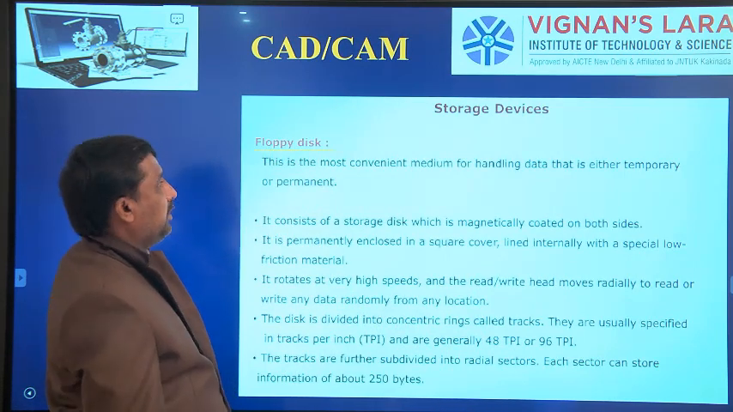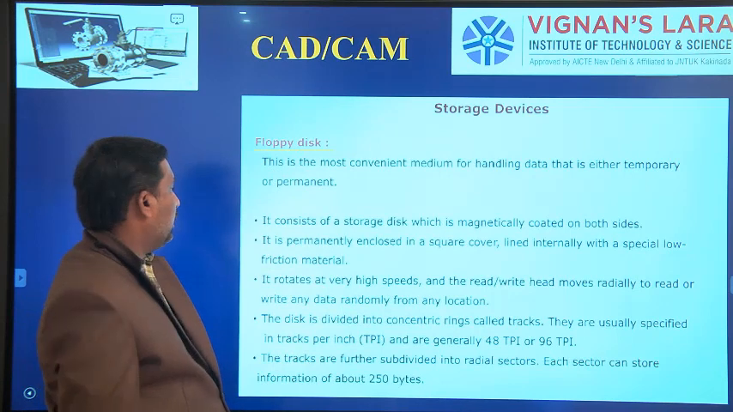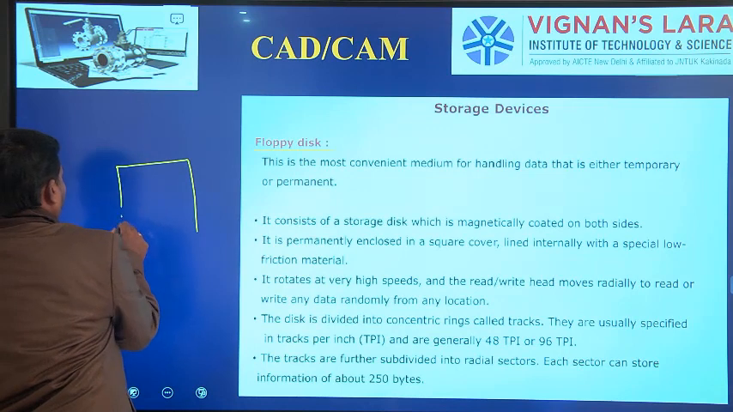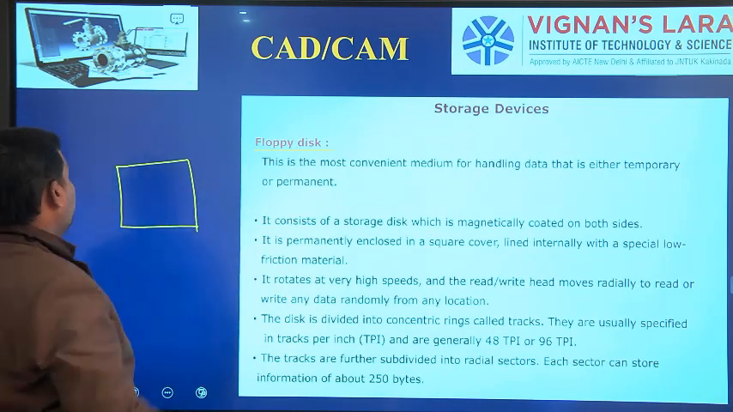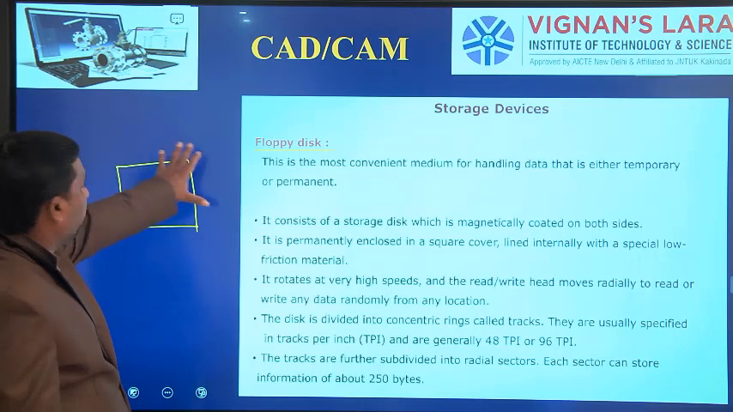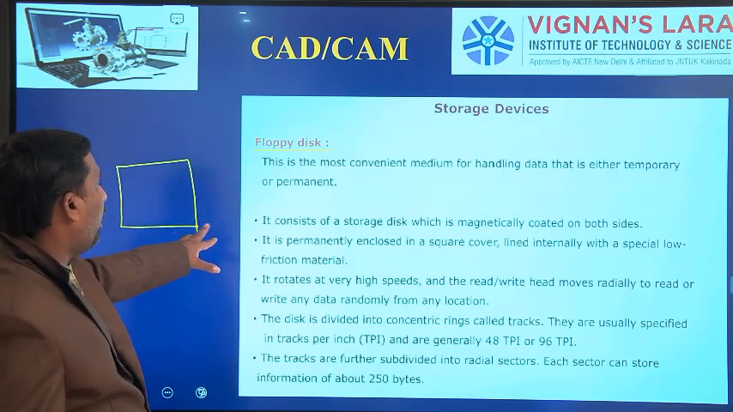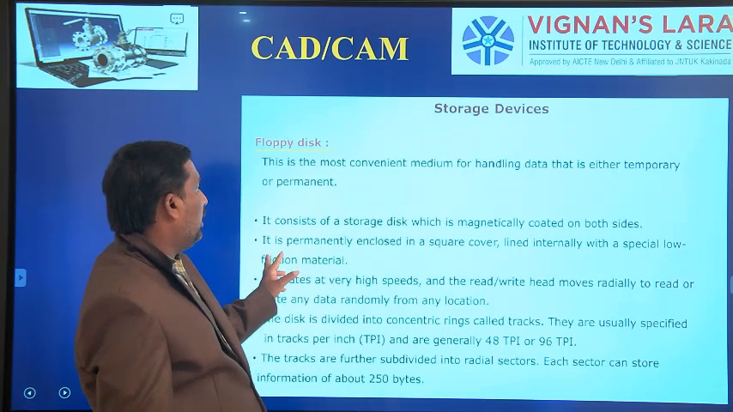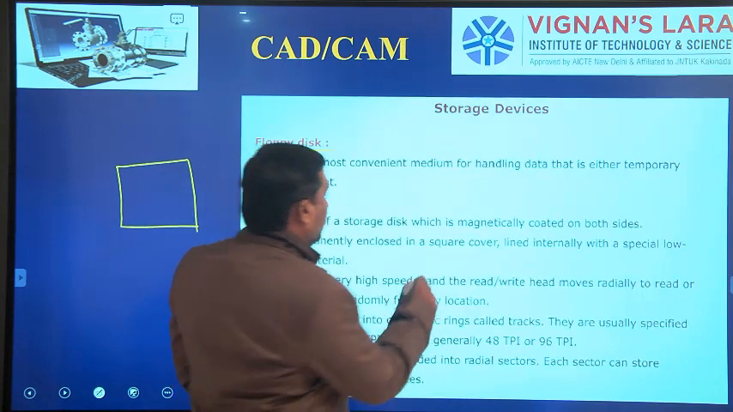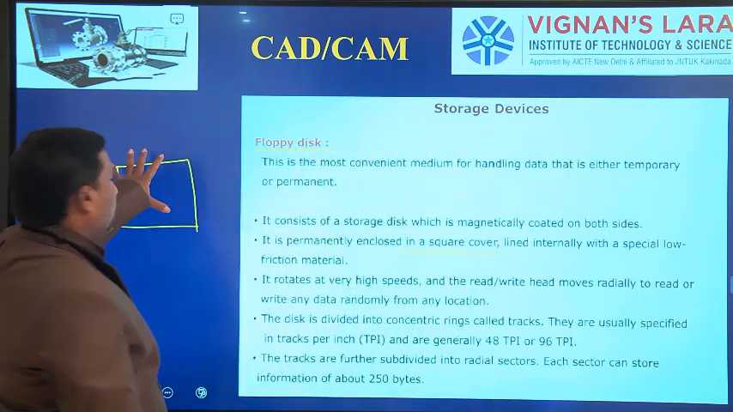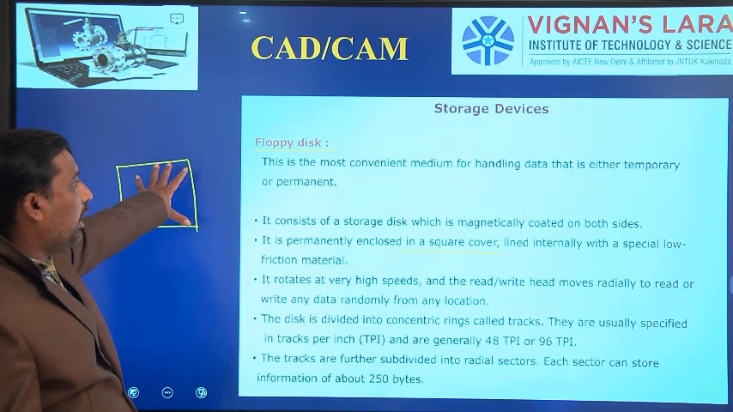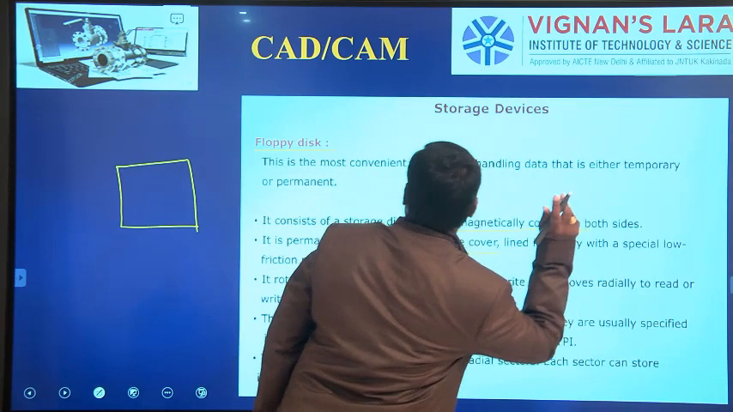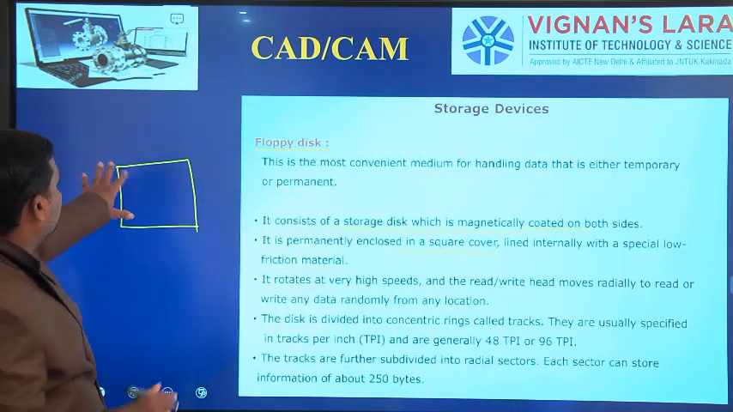So what is the construction of this floppy disk? The floppy disk may be like this. You may know or you may not know the floppy disk. It appears like a square shape. That is what I have written here. It consists of a storage disk which is permanently enclosed in a square cover. That means here we have a square cover, and within that cover we provide a storage disk which is magnetically coated.